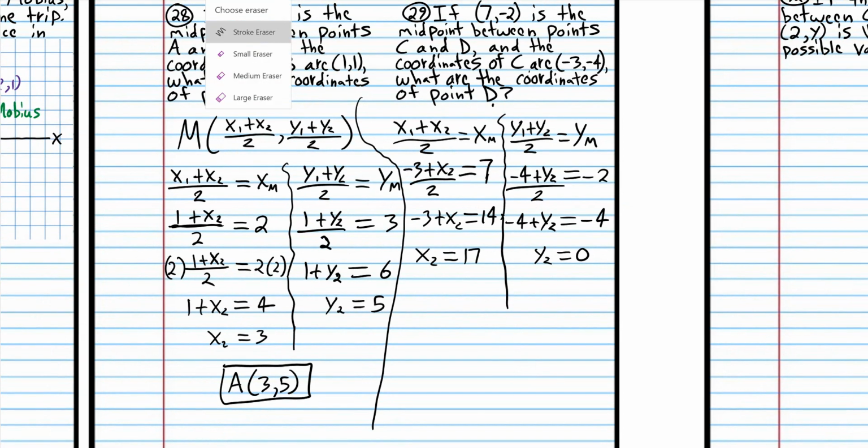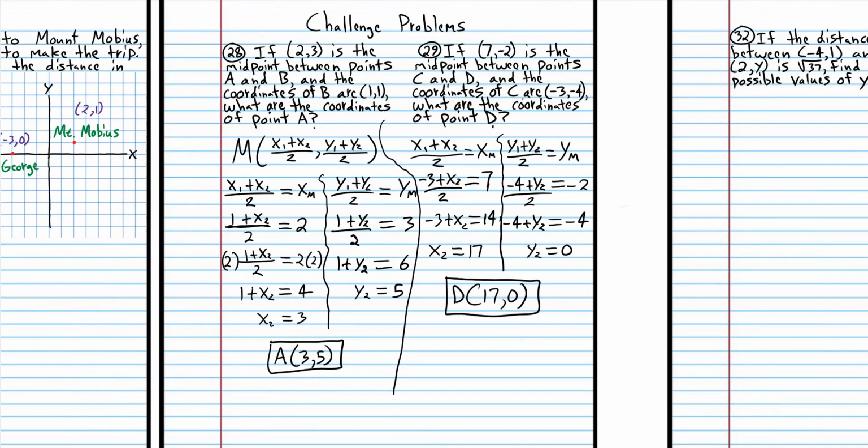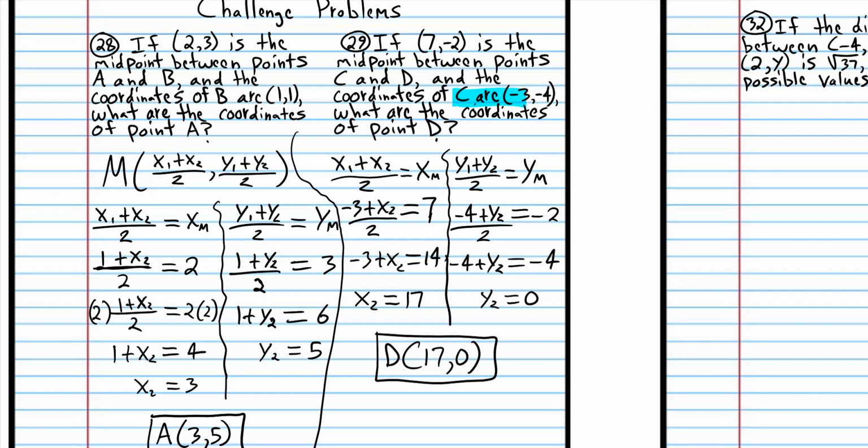So the coordinates of point D are 17 and 0. We should probably label that point D. So if you got that answer, good job. Now a way to check your answer is use point C and point D, and then use the midpoint formula and see if you get the midpoint. So 17 plus -3 is 14 divided by 2 is 7. We got 7. And 0 plus -4 is -4. And -4 divided by 2 is -2. So we got -2 for the midpoint.